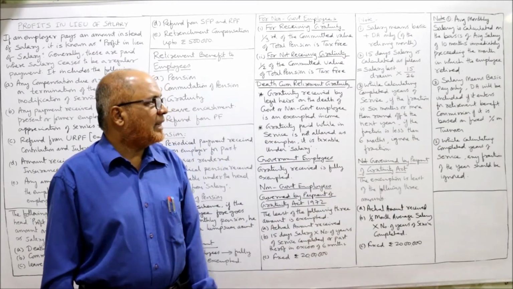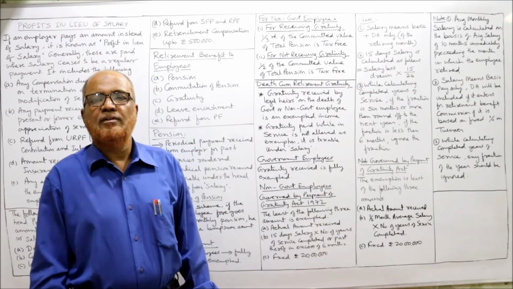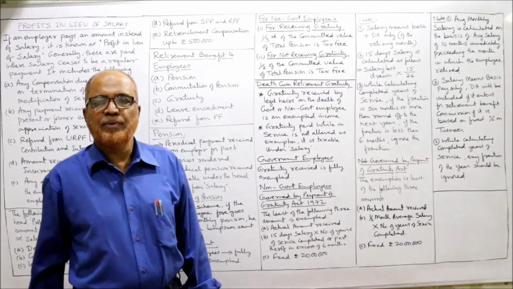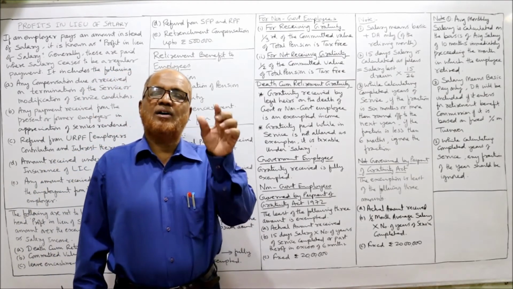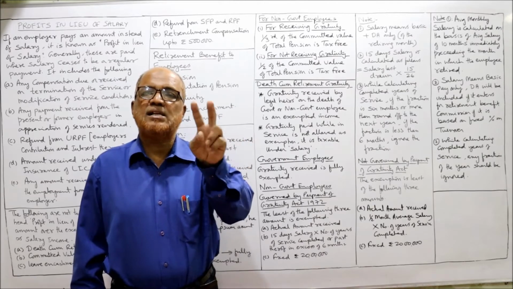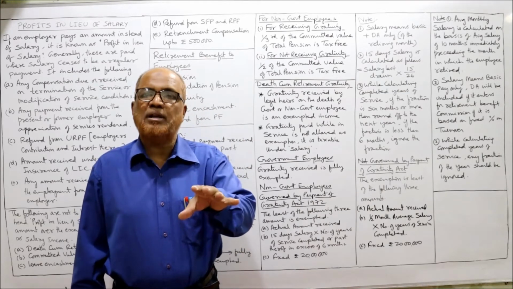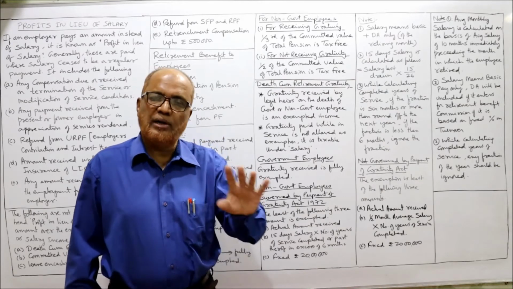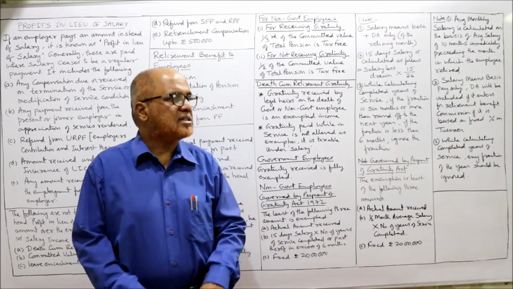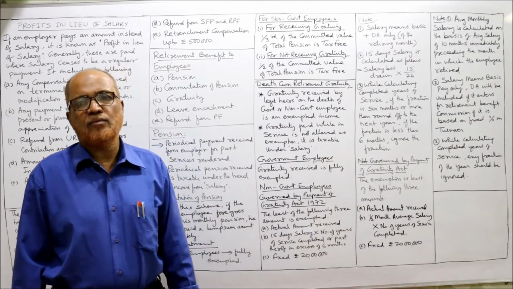And lastly, while calculating completed years of service, fraction should be ignored. Even if the employee has worked for 24 years, 11 months, the 11 months will be ignored, and only 24 years will be taken. That is the point regarding completed years of service.